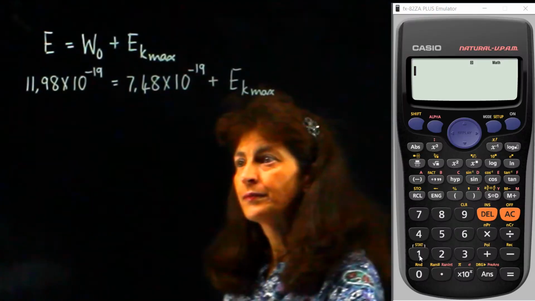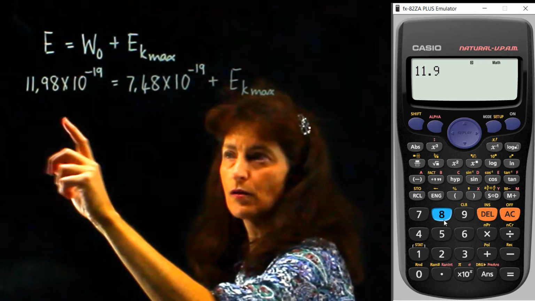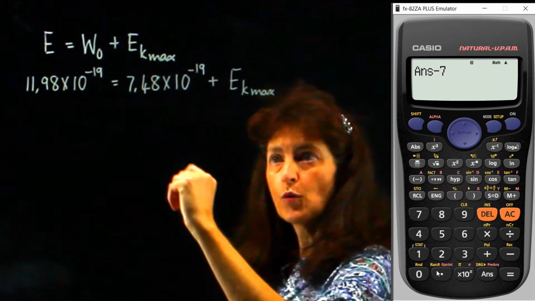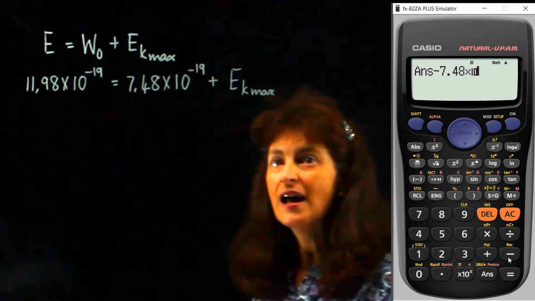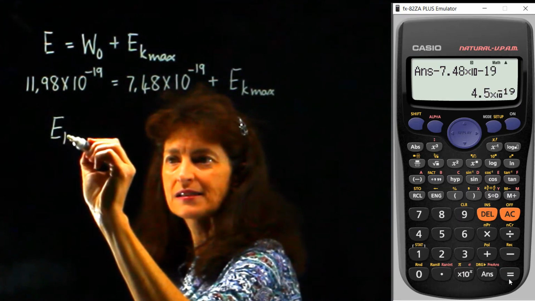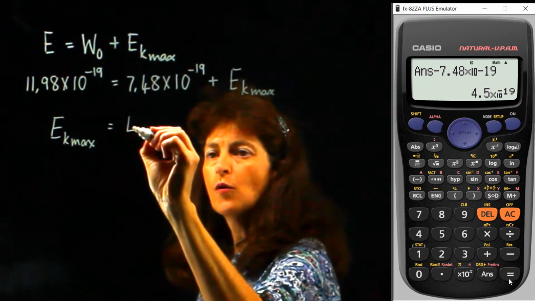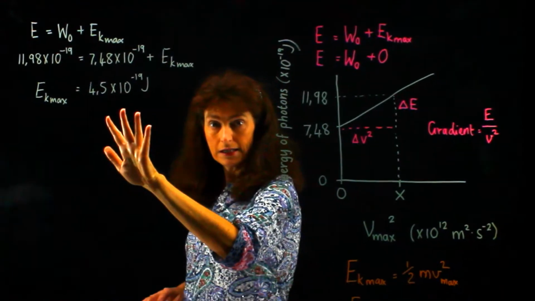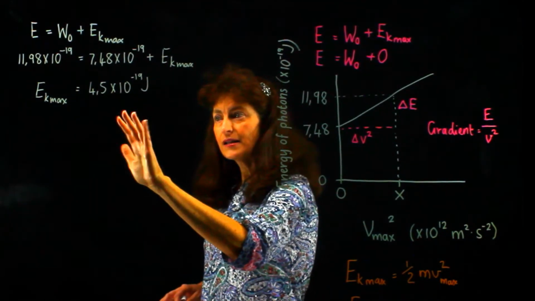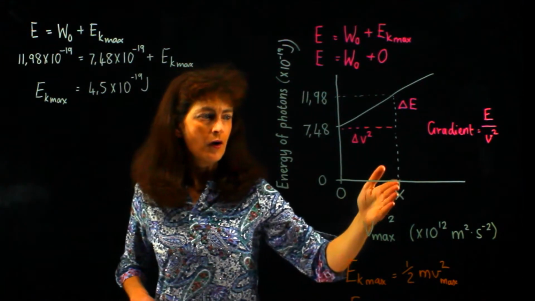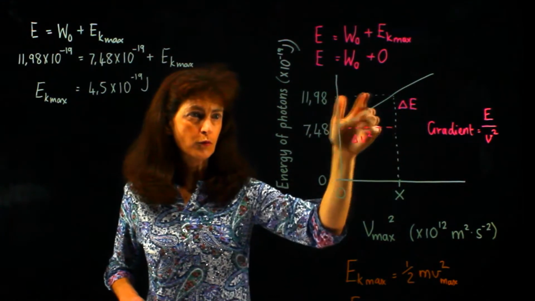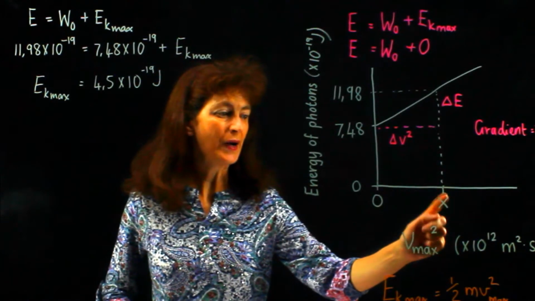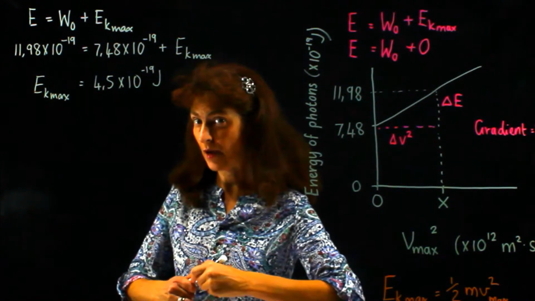So on our calculator, we do this calculation. It's 11,98 times 10 to the power minus 19 minus 7,48 times 10 to the power minus 19. And that gives us EK max. The answer is 4,5 times 10 to the power minus 19 joules. Don't clear your calculator. What does that mean? That is the maximum kinetic energy of the emitted electrons for this energy of the photons. Remember though, we weren't asked to find EK max, but rather x, in other words, v squared. So we have to continue.